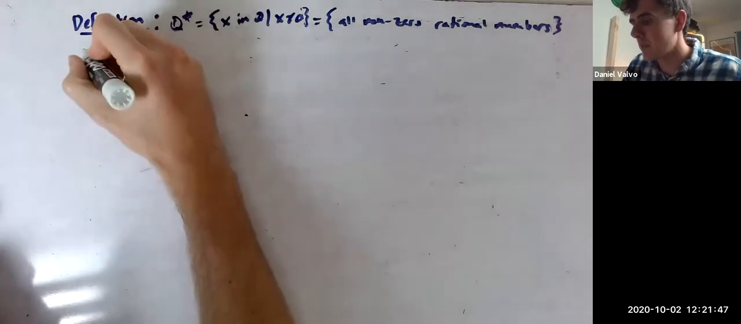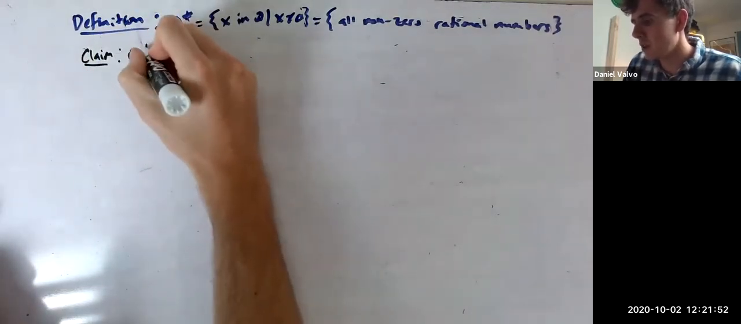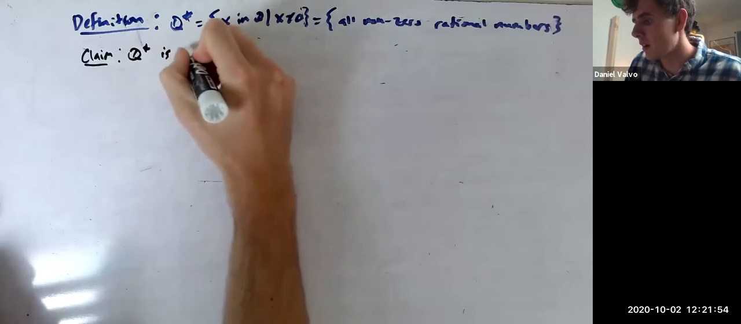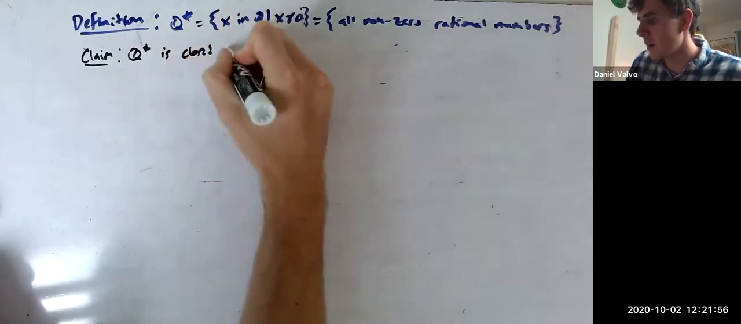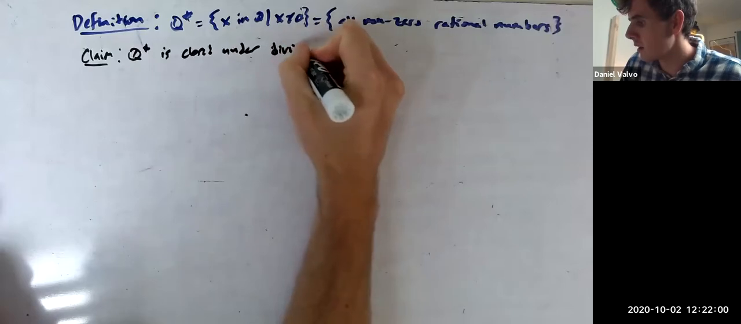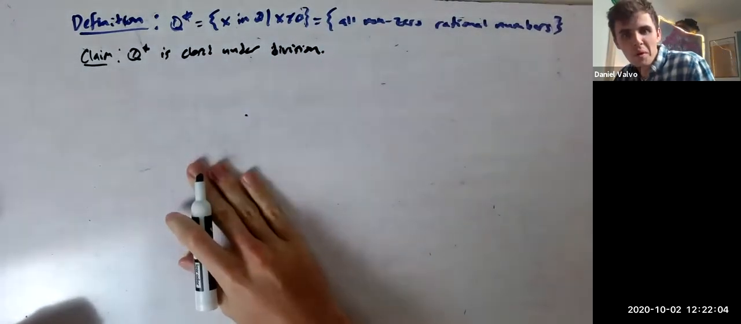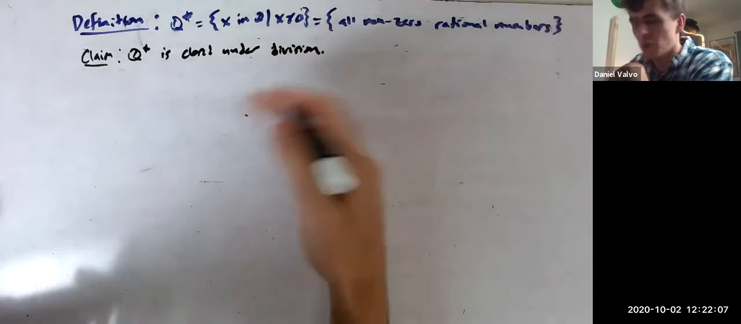So here's the claim. Q star is closed under division. Ooh. And so Q star is closed under division. What does that mean formally again?